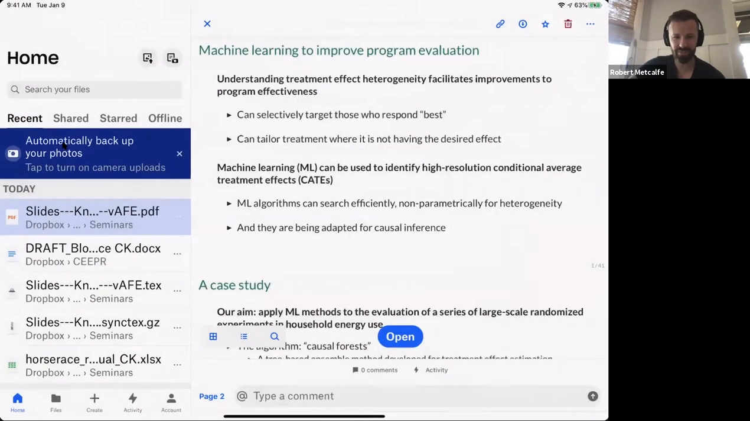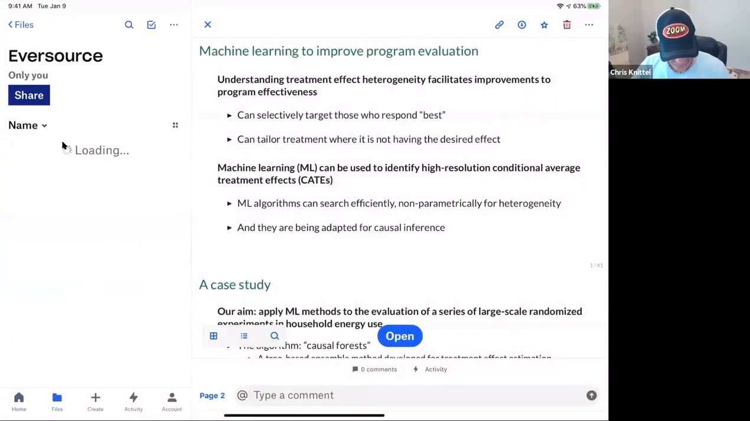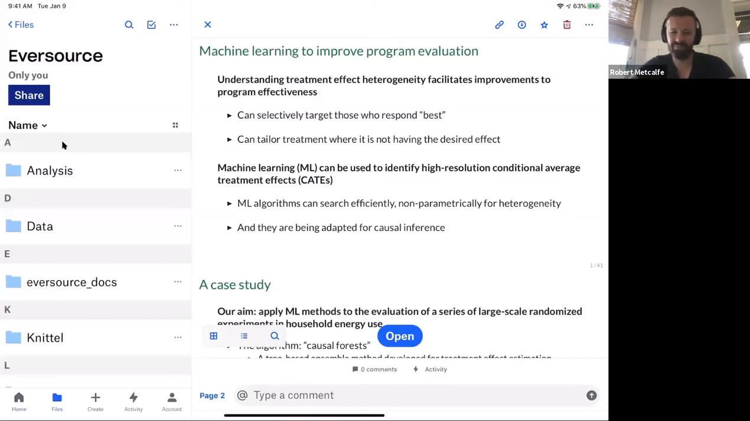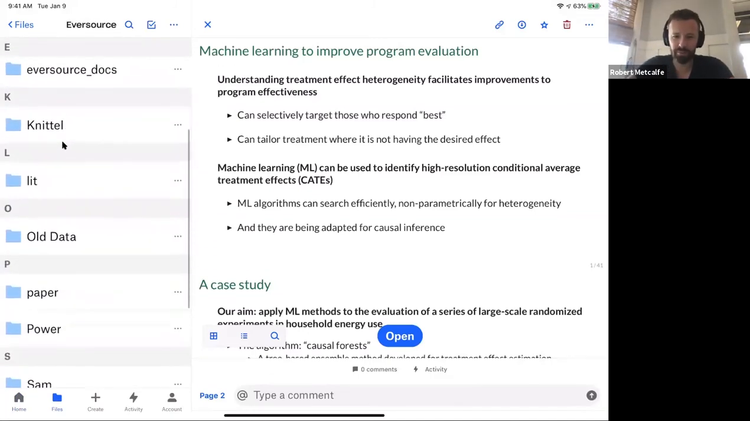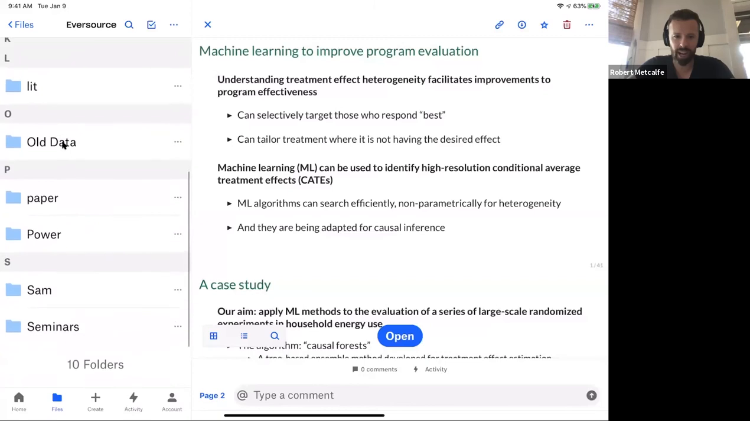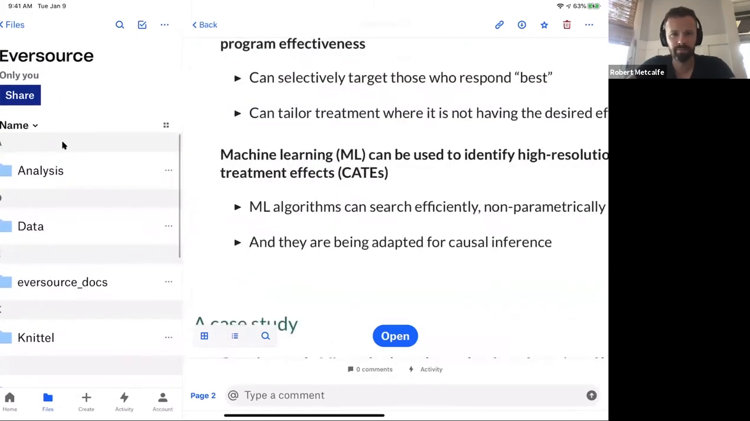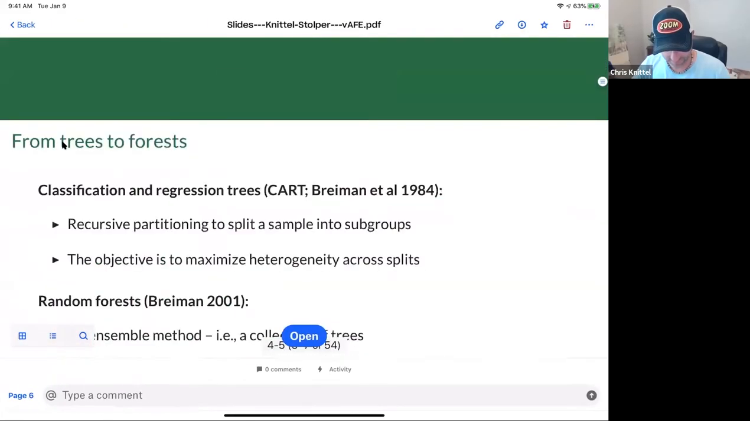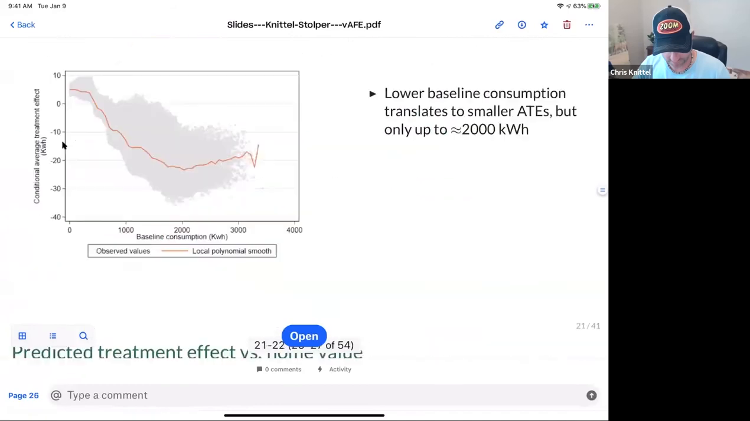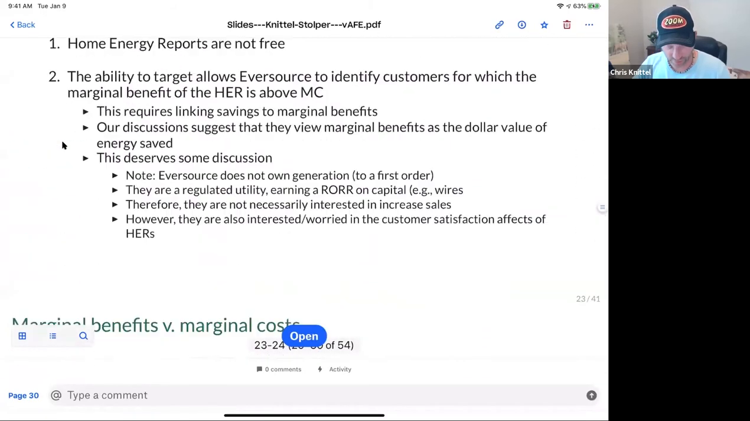Rob, you want to ask me a question while I look up something? Yeah, sure. So hopefully you'll talk a bit more about the out-of-sample predictions? Like how well does the model do out of sample? Yeah, let's see if it comes up here. So I am going to get to that in a second.